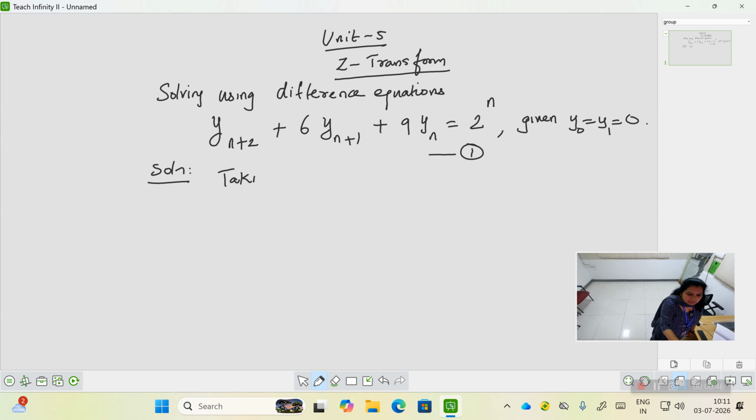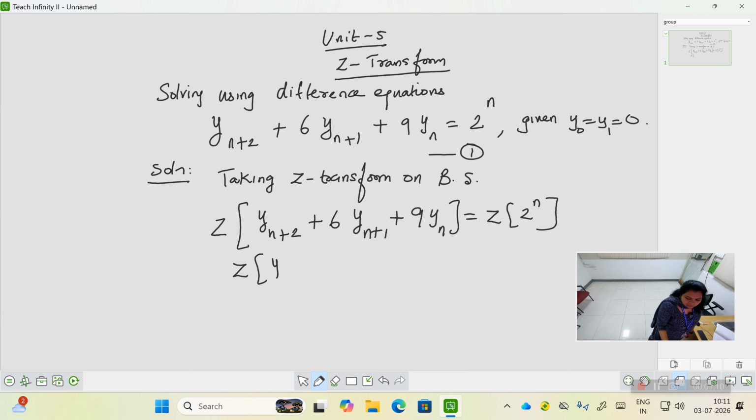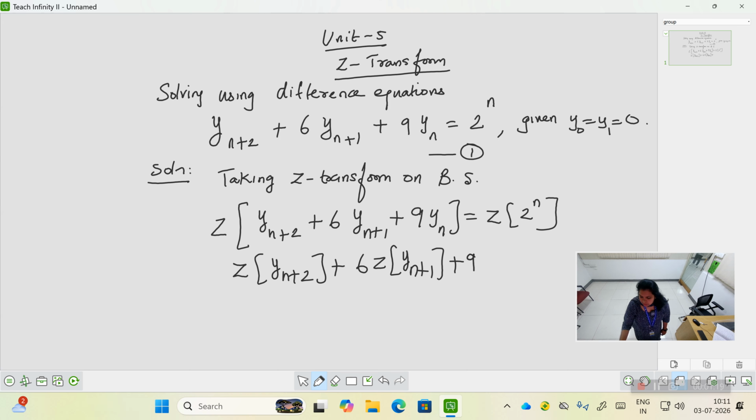Taking Z transform on both sides: Z of [y(n+2) + 6y(n+1) + 9y(n)] equals Z of 2^n. Individually, you take Z of y(n+2), 6 we can take out because linearity is true here, plus 9 also take it out, equal to Z of 2^n.